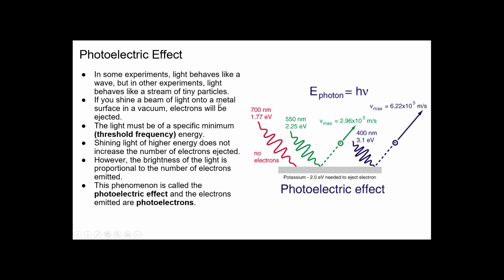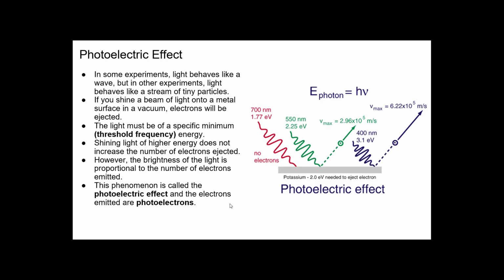So if you shine a beam of light onto a metal surface, two things are going to happen. Either electrons are going to eject or they're not going to eject. If they don't eject, then they did not meet the threshold frequency. So that's the specific minimum energy that needs to be met for the electrons to be ejected. Shining light of higher energy does not increase the number of electrons. So even if it meets the threshold, by upping the energy value, it does not increase the electrons that are ejected because it's already met that minimum threshold.